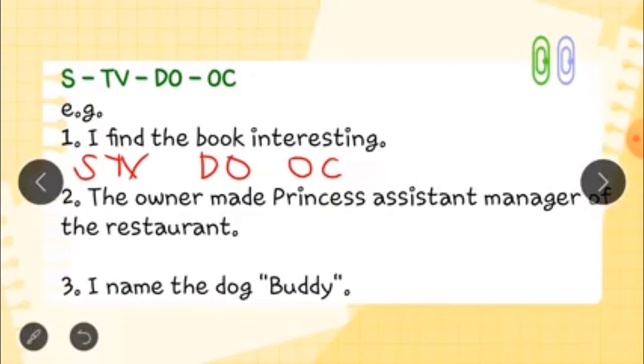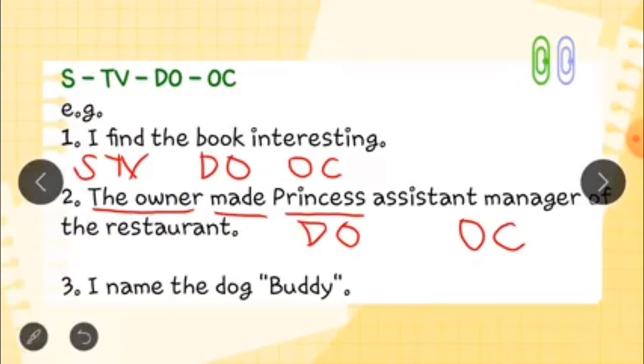Next. The owner made Princess assistant manager of the restaurant. The owner is the subject. Made is the transitive verb. Princess is the direct object, while assistant manager of the restaurant is object complement because it gives information about the direct object Princess.